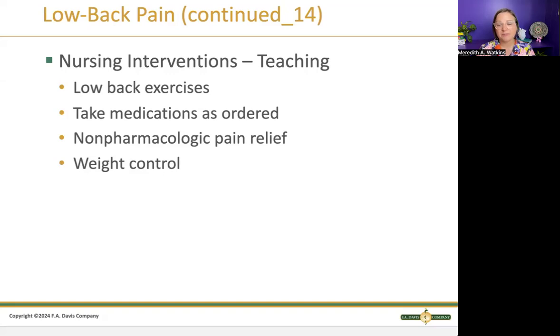We want to teach the patients to take their medications as ordered. We want to talk about non-pharmacologic pain relief. Ice is always good in the first 3 days after an injury, and then heat after that. Light stretching exercises, keep walking, keep mobile, and make sure you're not lifting things that are too heavy for you. And if you are lifting, to use proper body mechanics to do so, using your legs and not your back to lift heavy things. And then finally, the more weight we have on us, the more our backs have to carry. And so teaching weight control methods will help the patients over time as well.